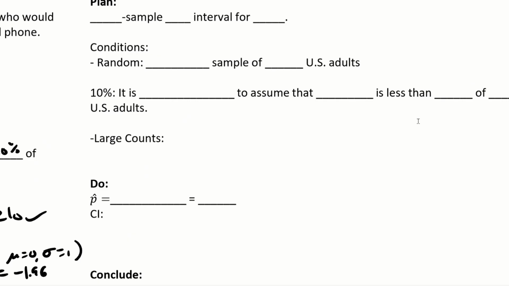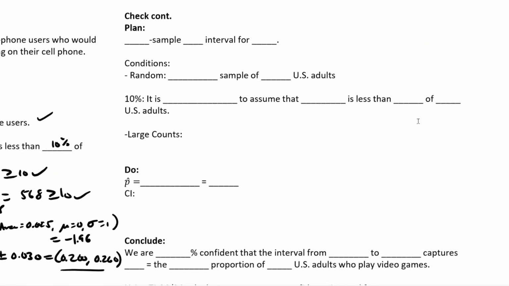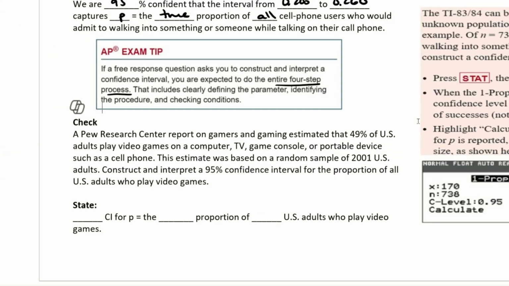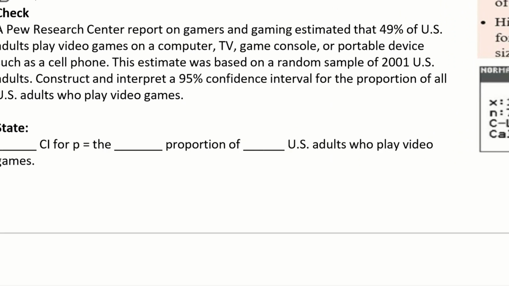All right, so let's look at the first question. Hopefully you paused and tried it. So we wanted to do a 95% confidence interval for P, the true proportion of all U.S. adults who play video games. We have 2001 adults in our sample, and 49% for the P hat.